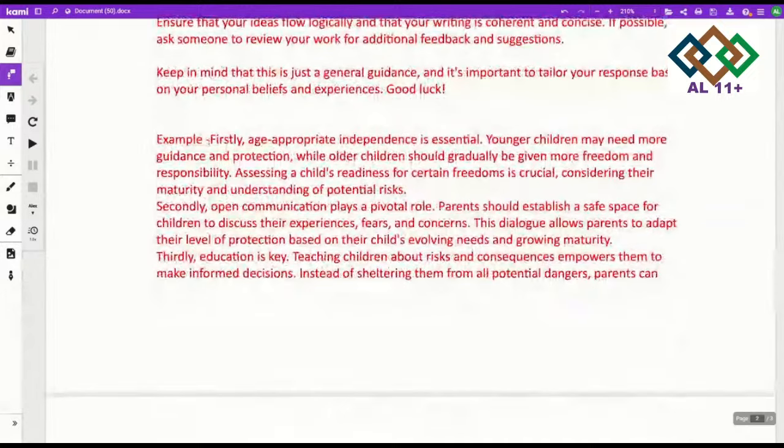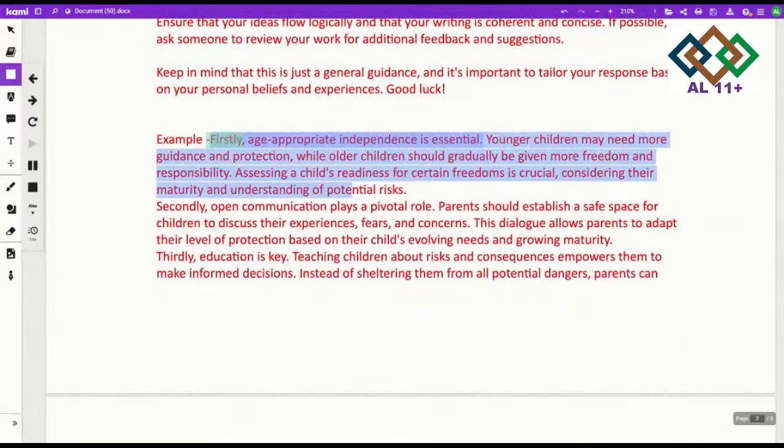You could start a different way, but this is what I want you all to do first. Age-appropriate independence, risks. Oh, secondly, let me just do it for communication. Potential risks. Secondly, let me just stop that. Please. Let me stop it and do it again for you all.